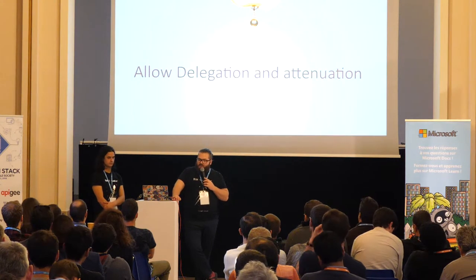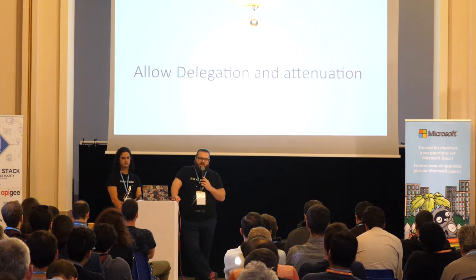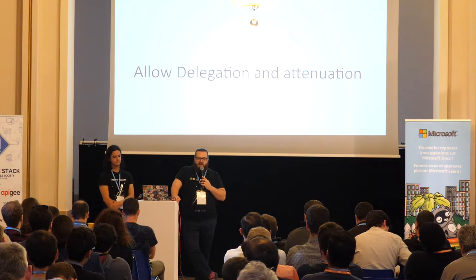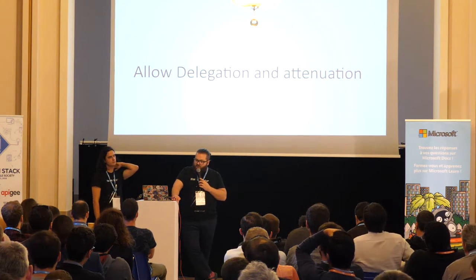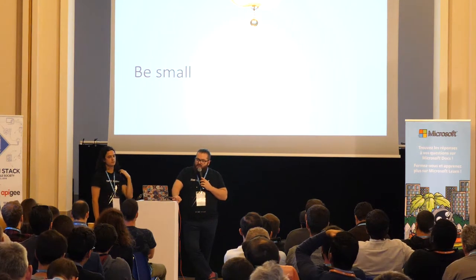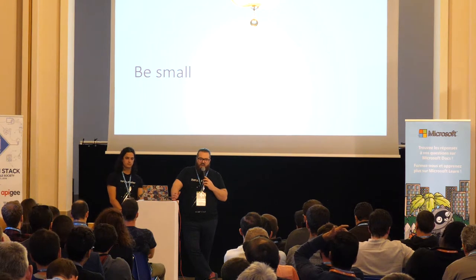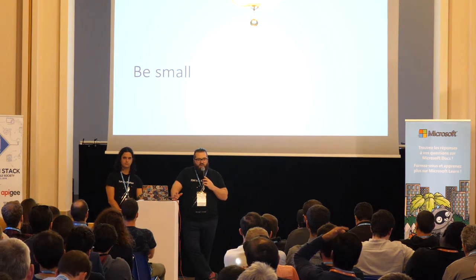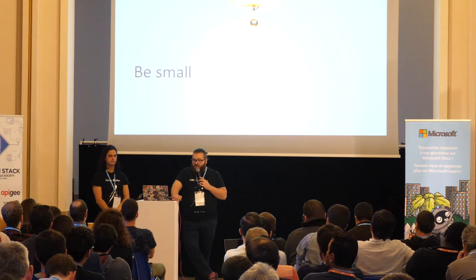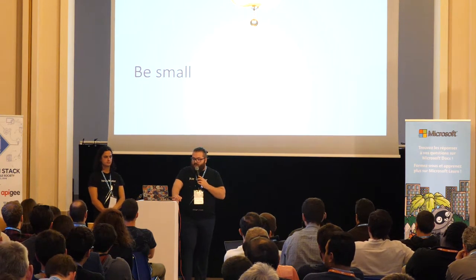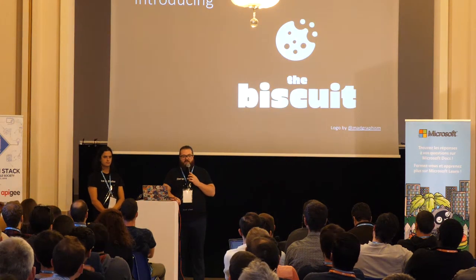The other point was that delegation and attenuation is quite fun. We want it, because it can be very useful for many reasons. We want this feature, it's interesting. And we want the request token to be small. We don't want it to be too heavy. So there was absolutely no solution on the market. That's why we're happy to introduce you to Biscuit.